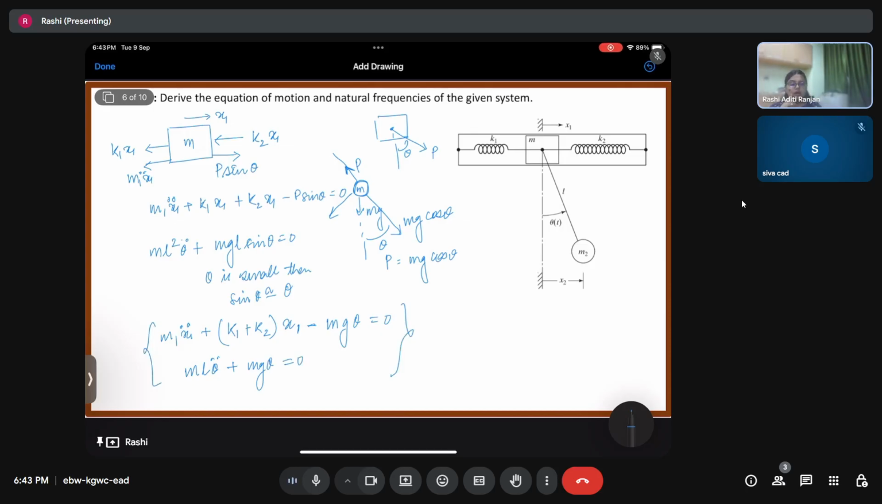But we can also use the coordinate x2 instead of theta in order to find the equation. What is x2? If at the reference position of m both the springs are not stretched, from that position the displacement of m is considered as x1, and then the deflection of the bob, which would contain x1 as well as the change of theta, from that position is x2.